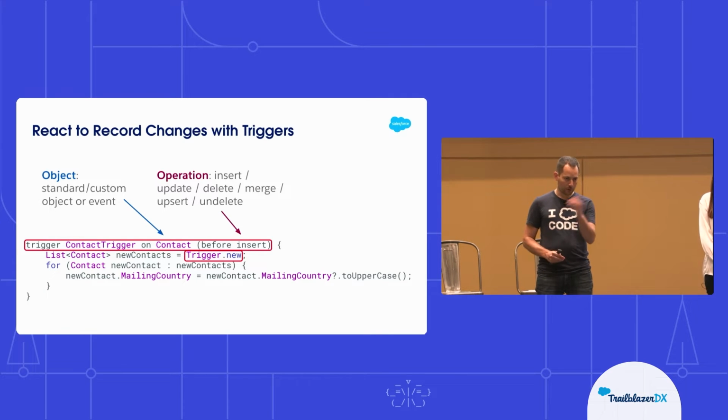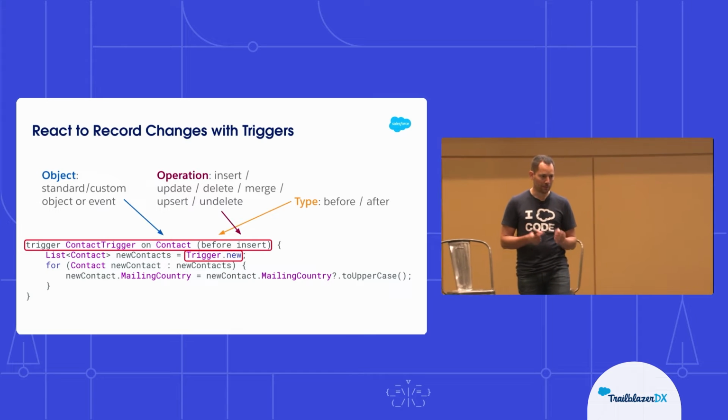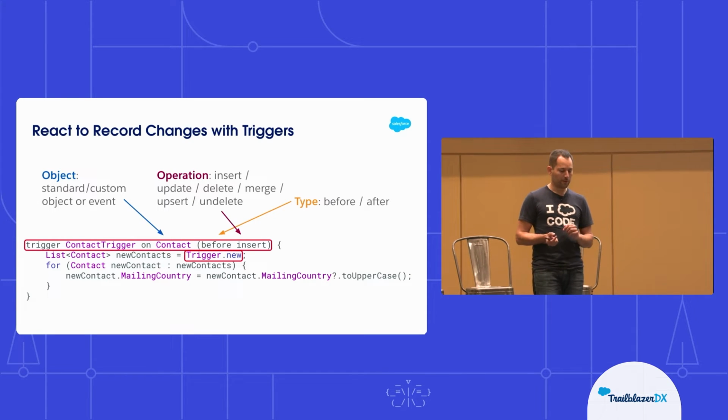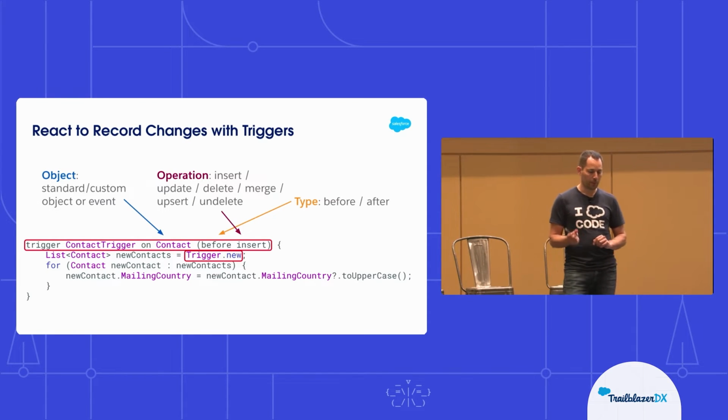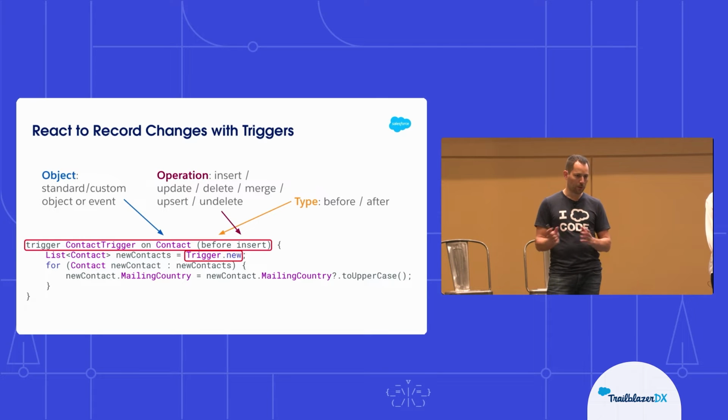Again, we support the full set of operations, the typical CRUD operations, plus other operations like upsert and merge. And lastly, another thing that is important, you specify the type of operation you're going to be reacting on. You can do a before or an after here. And what this means, in fact, is you're executing your code in a trigger before or after the object is committed to the database.